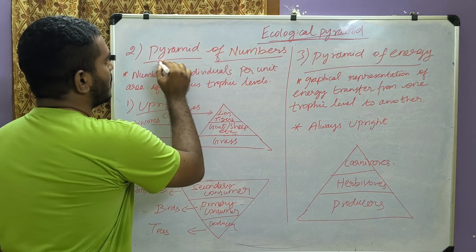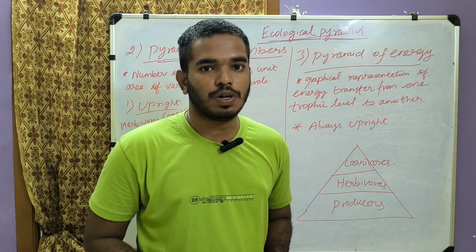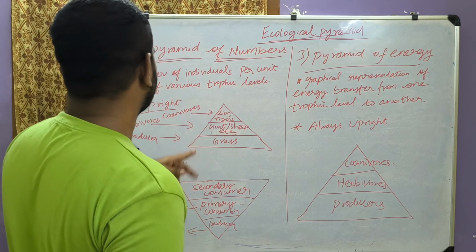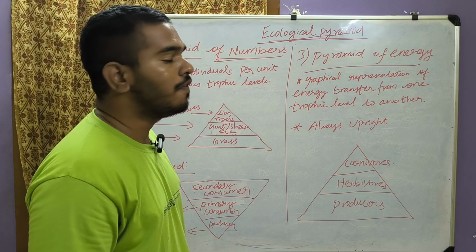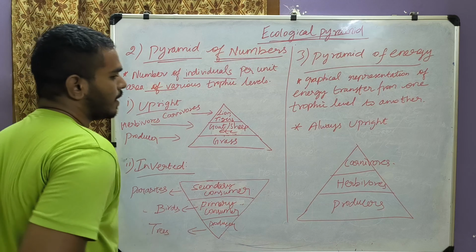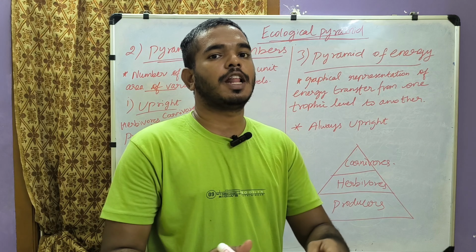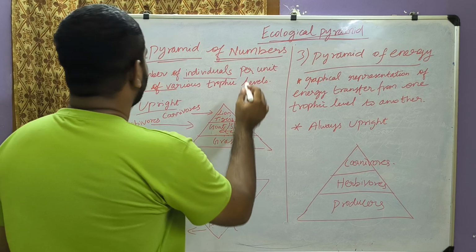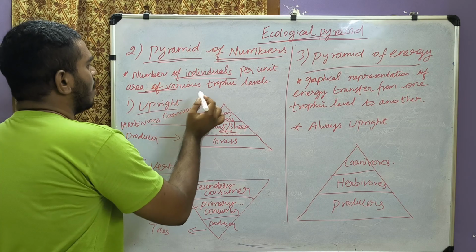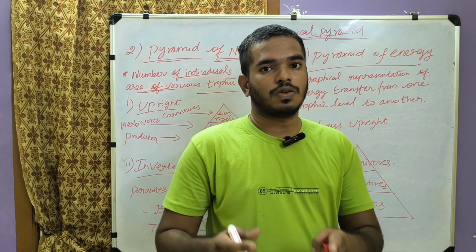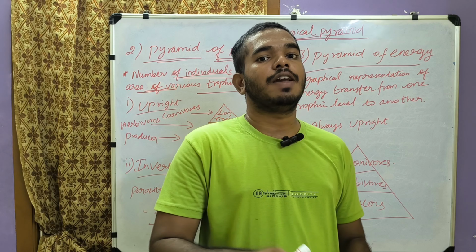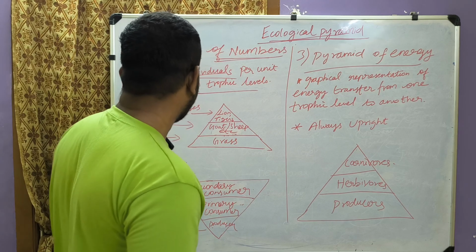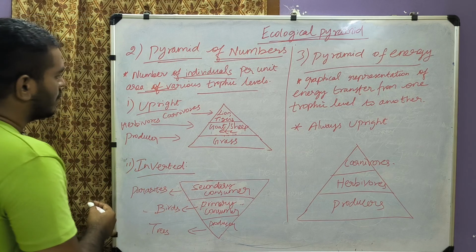Next is the pyramid of numbers. How many individuals there are, their relationship from one trophic level to another trophic level, and its graphical representation is known as a pyramid of numbers. It shows the number of individuals per unit area, which may be per kilometer or per 1,000 kilometer or per 10,000 kilometer, anything you may consider. The relationship between the various trophic levels depends upon the number of individuals present per unit area. It is again divided into two types.